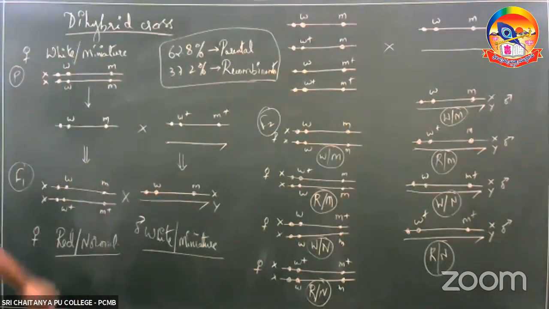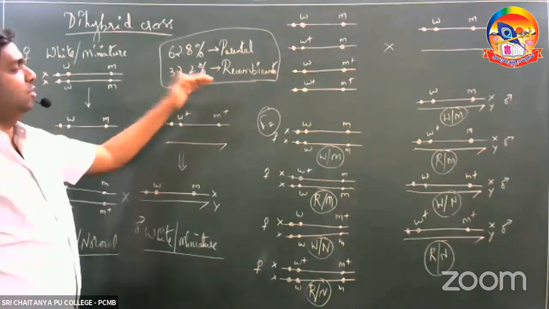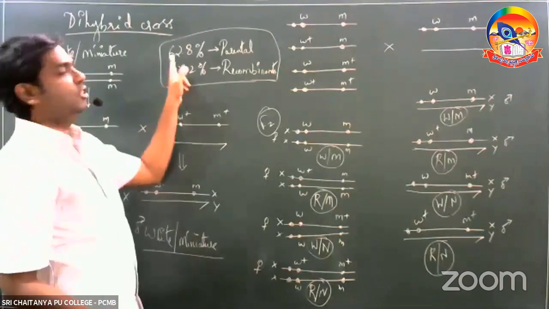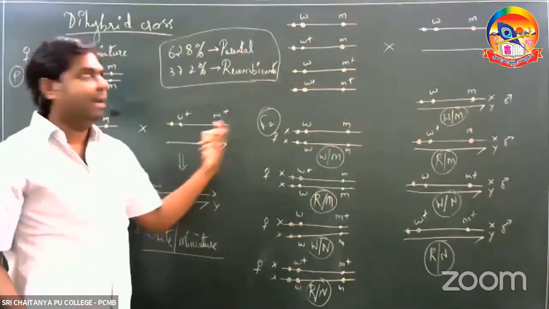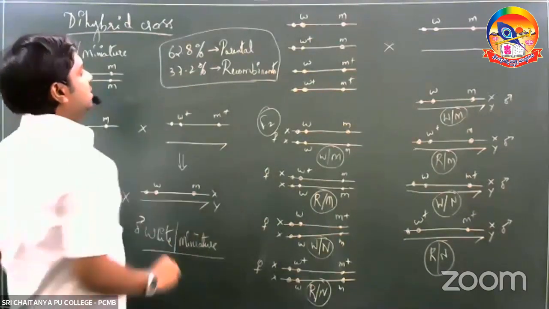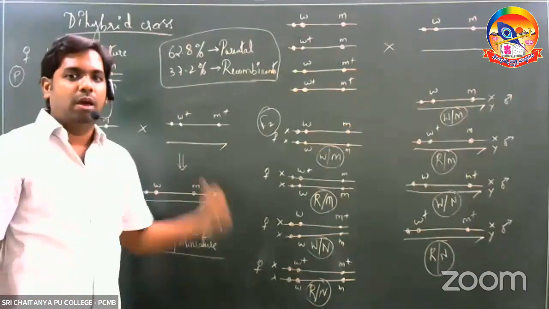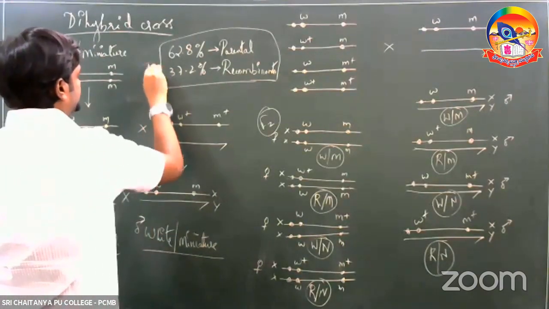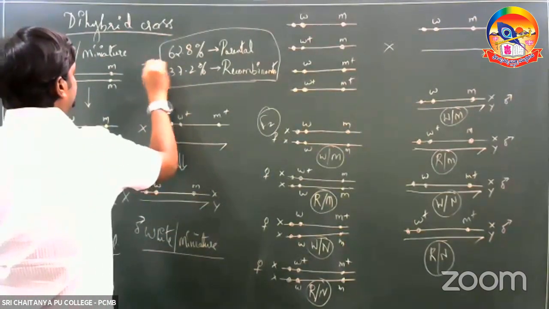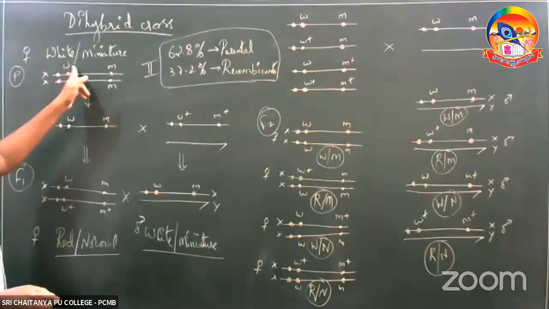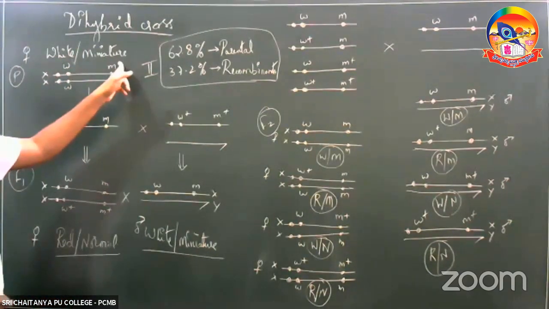In the second cross, the number of parental offspring, or the offspring which were exactly similar to the parents, was 62.8%. Whereas the recombinants were 37.2%. So if you remember, this is with regards to the cross taking two characters into consideration. And what were the two characters? The eye color as well as the size of the wing.